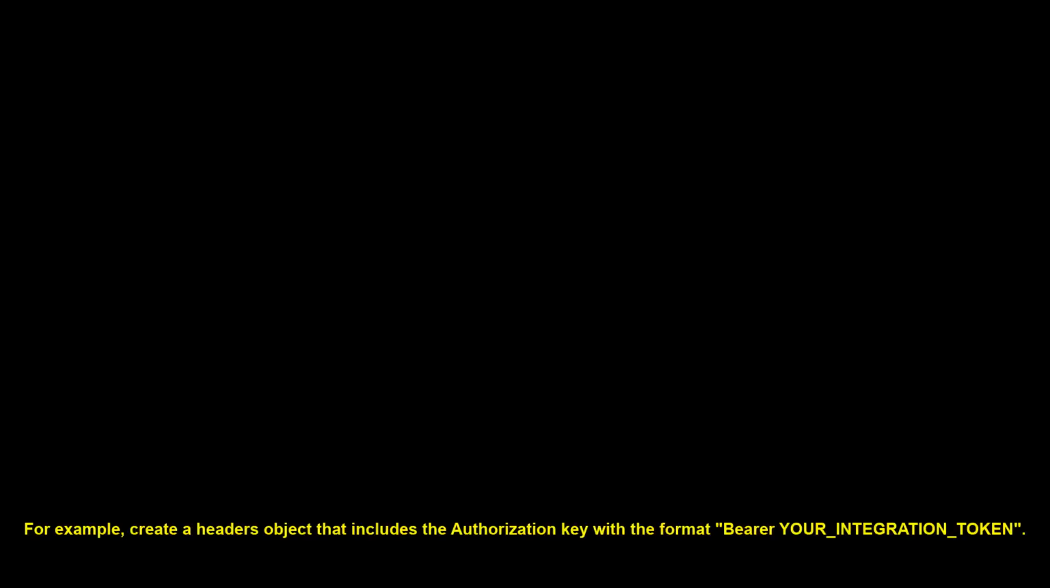Use this token in the headers of your API requests. For example, create a headers object that includes the authorization key with the format Bearer your_integration_token. Now, make a test call to the Notion API, such as fetching a database. Check the response to ensure your authentication is working correctly.